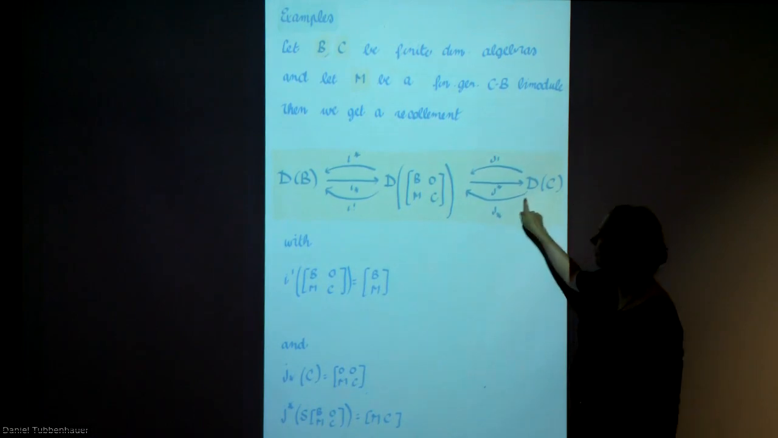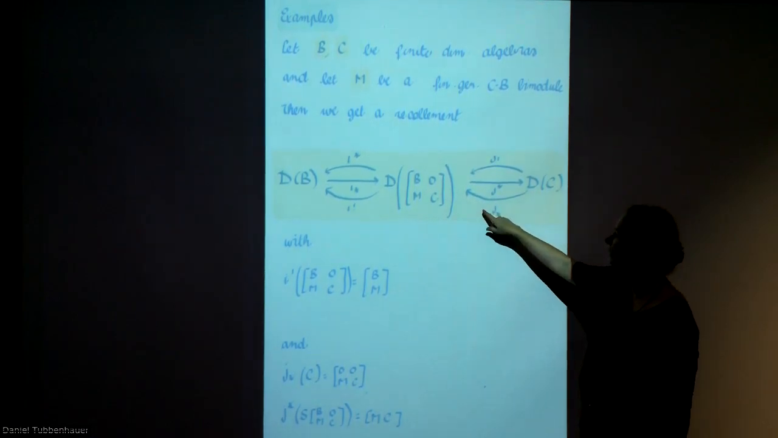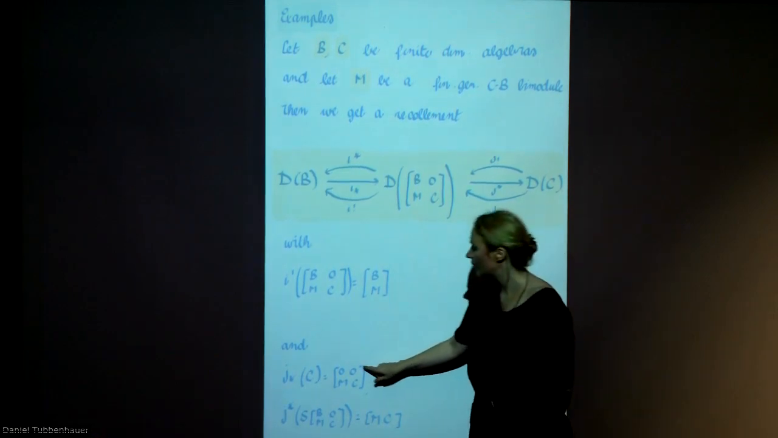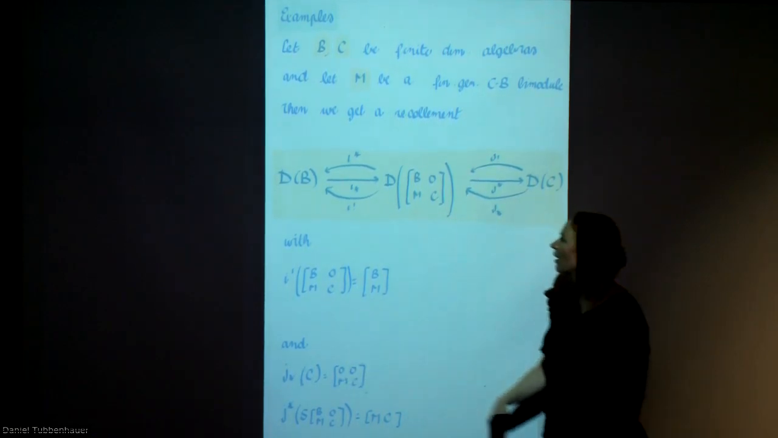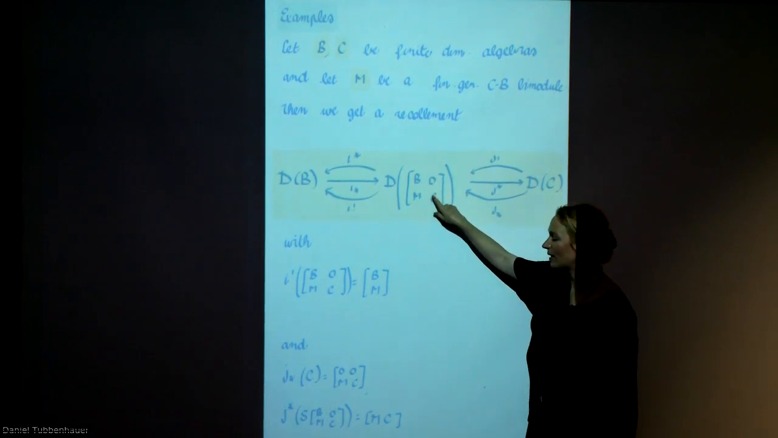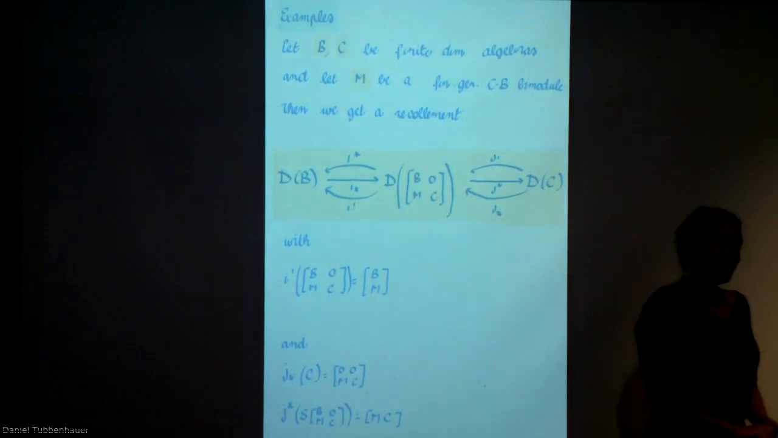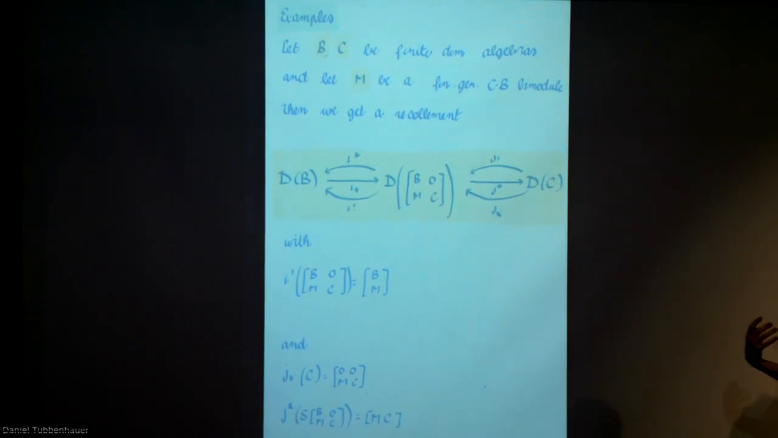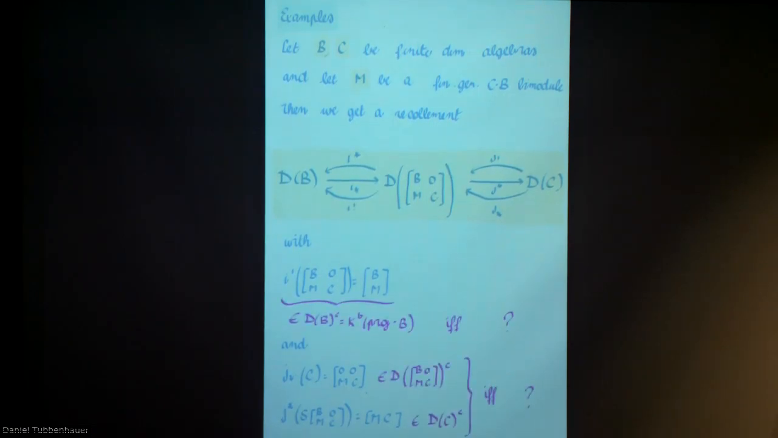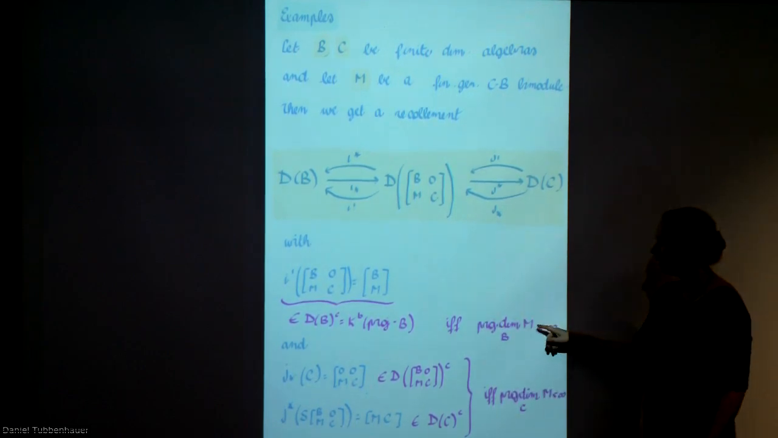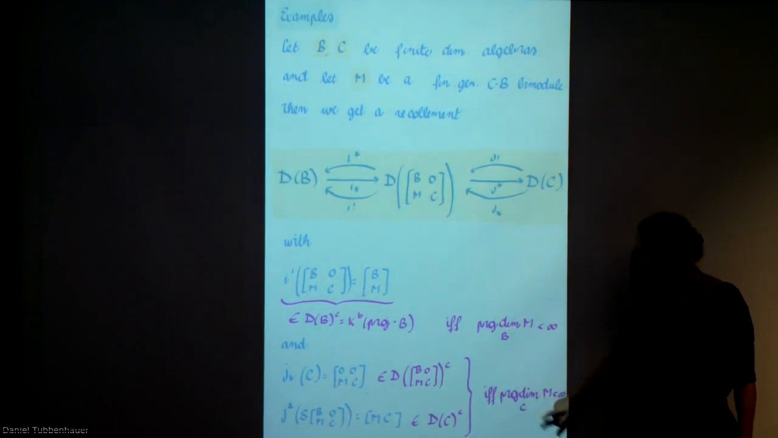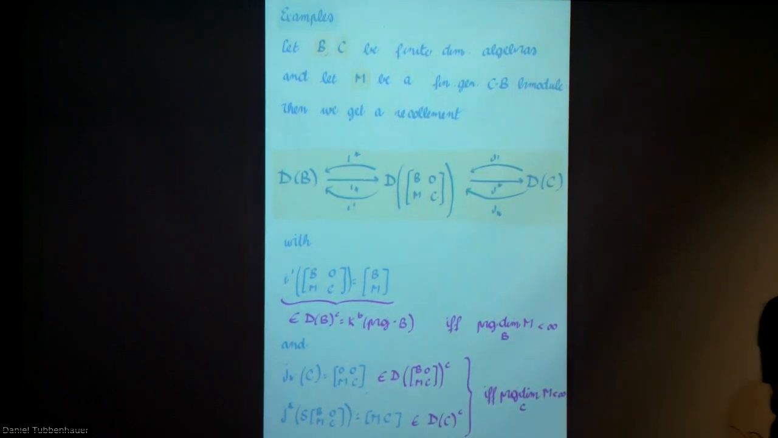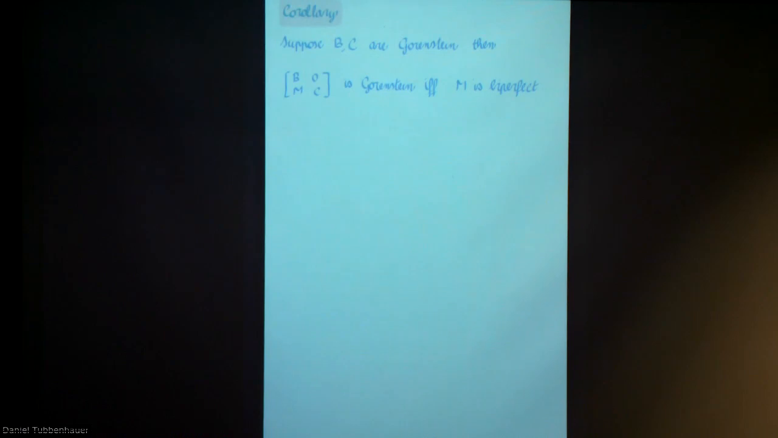Okay. Same here. This one has to preserve compacts. So this one here should be perfect over this, and you can check that happens when M is perfect over C. In other words, when M has finite projective dimension over C. So what do we get? We need that M has finite projective dimension over B, and M has finite projective dimension over C. And in that case, we are in a good recollement, so that you can actually glue Gorensteinness together across the recollement.